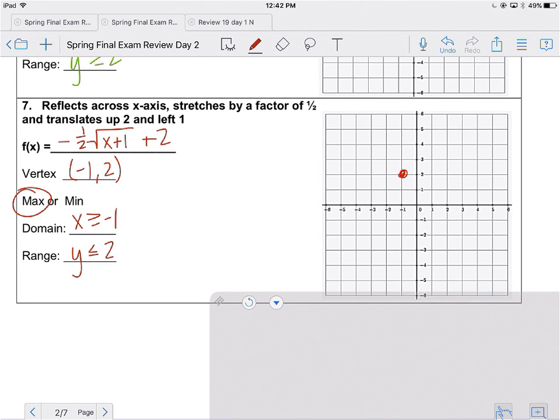So I start at -1, 2. Every other number in my pattern is multiplied by -1/2, so I go right 1, down 1/2, right 3, down 1/2, and draw my picture.